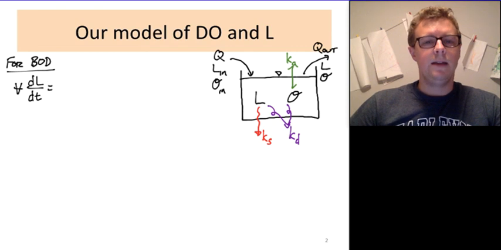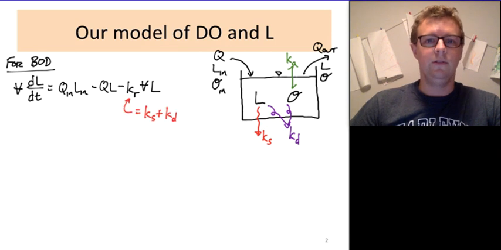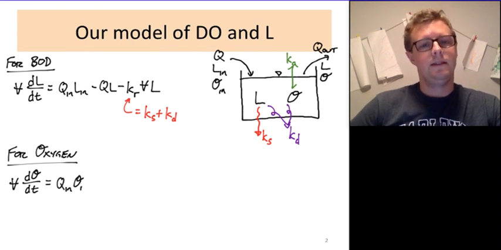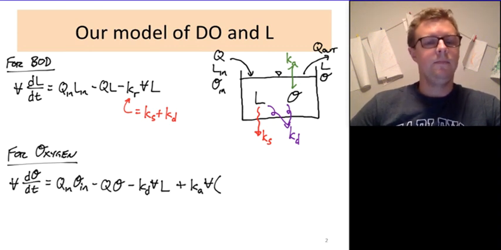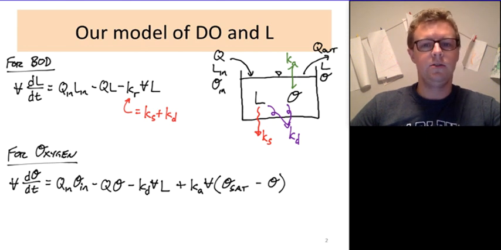And we can write out a mass balance for both of these. So BOD with inflows, outflows, and that reaction loss, which of course is a combination of settling and decomposition. And then for DO in the system, we can write that same mass balance. From left to right, those terms are inflows, outflows, decomposition loss, and then that reaeration exchange described with Ka.